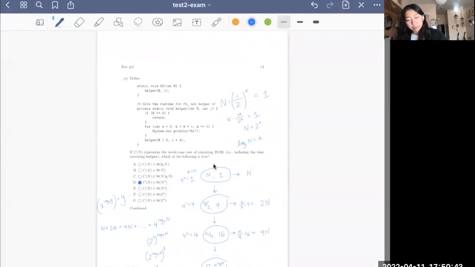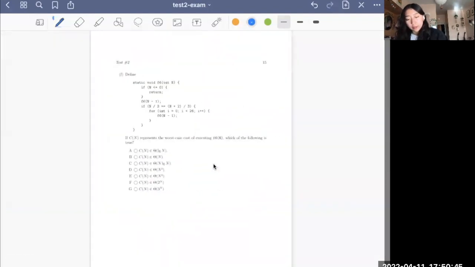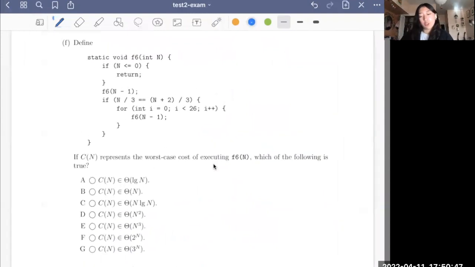Great. Finally, we're going to look at f. This is another kind of tricky recursive one. What we do is we have a recursive call, no matter what, on this line. And then if n divided by 3 equals n plus 2 over 3, we're going to result in 26 more recursive calls.